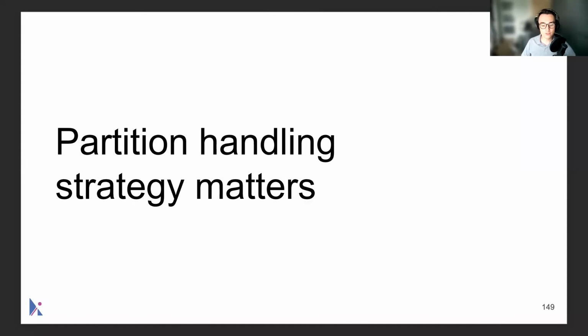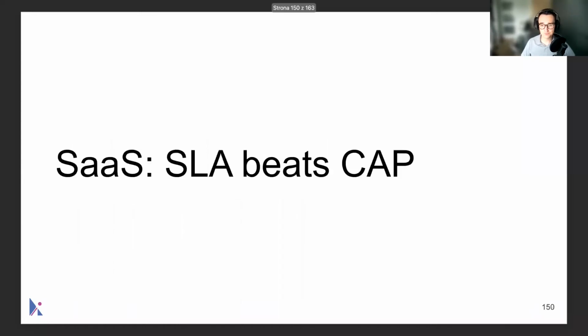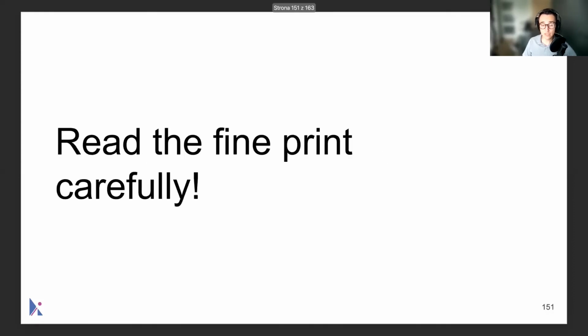Also, the partition handling strategy matters. Despite the fact that network partitions are a really specific problem, the way of handling them influences many other issues, including the most popular ones like downtimes and failures. Now, in terms of software as a service products, the SLA effectively beats CAP. So we generally don't care about the CAP properties, we only care about the SLA. We see what is guaranteed to us. So make sure to read the fine print carefully before selecting your cloud-based service.